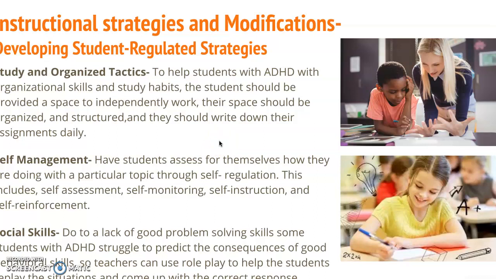Developing student regulated strategies. So this is more of how the teacher can help the student stay on top of things. One of the first things is study and organize tactics. We roll back to structure, so the student can stay organized. In other words, this would be the teacher keeping pencils, pens, and paper in the same spot in the classroom, so each time the student needs something, they can just get up and go get it. It's all in the same spot.